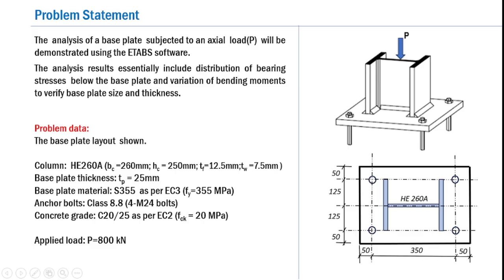For the problem, a base plate thickness of TP equal to 25 mm is assumed, which needs to be verified in the later stages of our analysis. The base plate material used is S355 as per Eurocode EC3, for which the corresponding yield stress Fy equals 355 MPa. As you can see, only 4 anchor bolts are used, and their role is only to hold the base plate together with the pedestal. The bolts used are M24, and the concrete grade used is C20/25 as per EC2 with an associated characteristic cylindrical strength of 20 MPa. The applied load P for the analysis is taken as 800 kN.